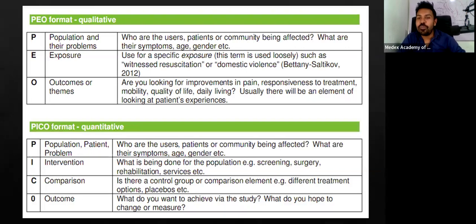So the exposure, domestic violence, right? So the outcome, I'm looking for improvement in pain, responsive to the treatment, mobility, quality of life. Then, here we can make up outcomes. Example, quality of life.